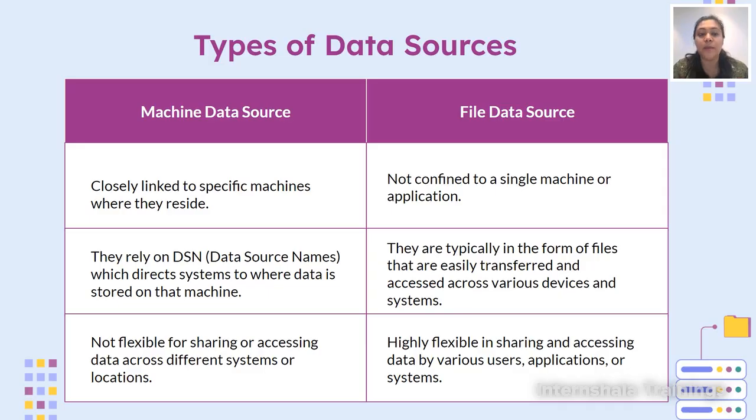But when I talk about machine data source, they are not that much specific to sharing because it's confined within that particular machine only, right? They are not easily transferable or accessible to other users. So basically machine data sources are a bit confined and only structured to that particular machine, which is the very traditional way. But when we talk about file data source, it's much more flexible and it's the modern way of sharing and resourcing data.